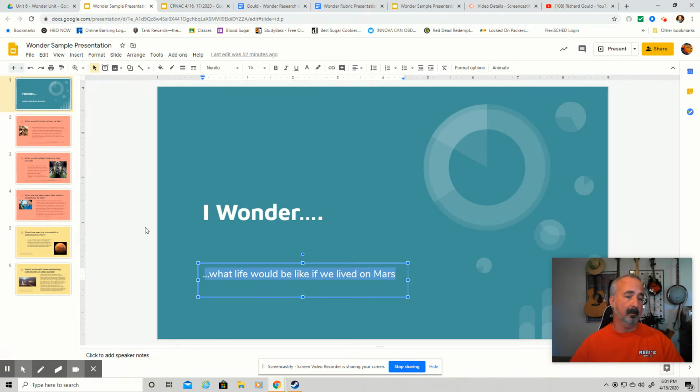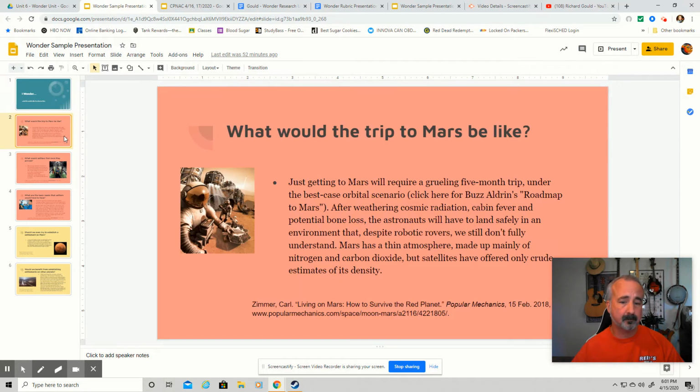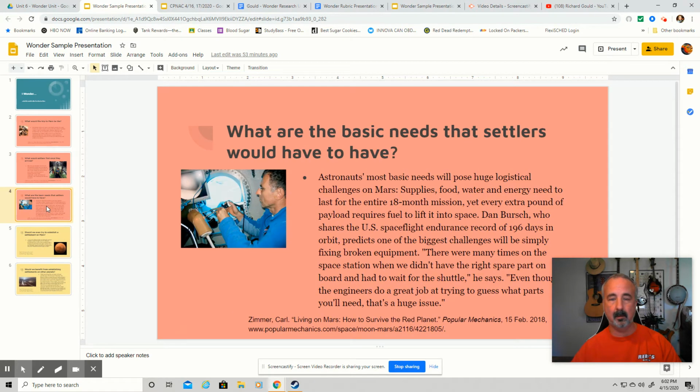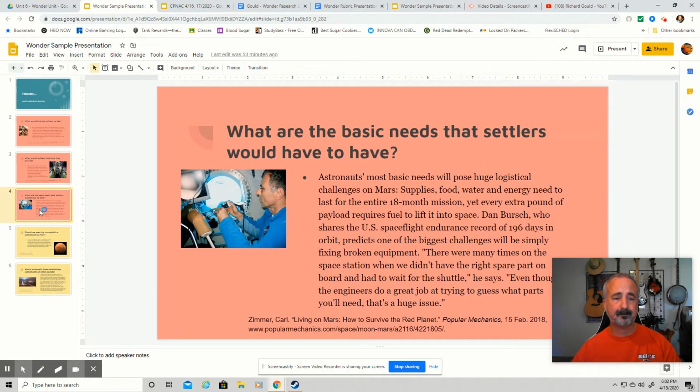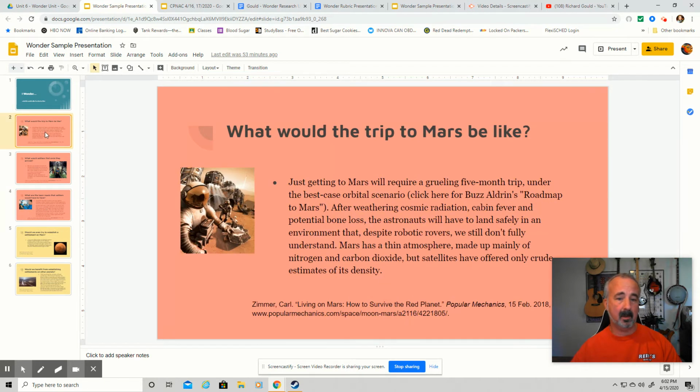The first source that I found was a website of an article from Popular Mechanics. And all of these slides, 1, 2, 3 slides, which I have in the same background color, are from the same source. So basically, I took 3 quotes, 3 passages from this article, and I put them into slides. And I dressed them up with some pictures, and these pictures actually came from that same article.